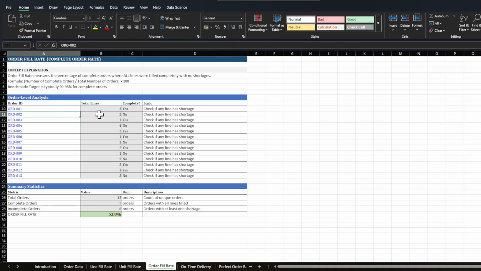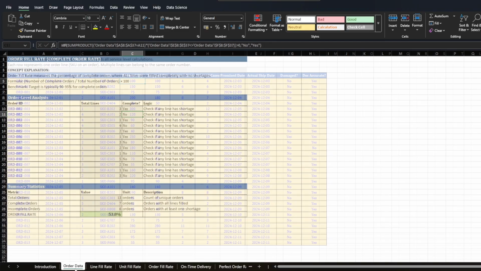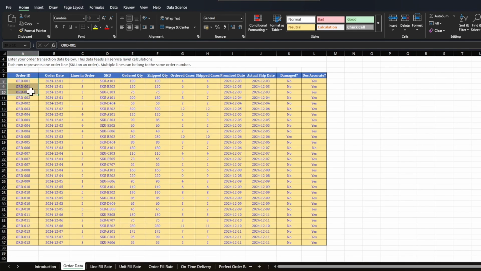But order number 2 has 2 lines, which is not completely filled. Why? Let us check. Go to the order data. If we see, order 1 has 3 order lines, which is SKU ABC. And if you see, the order quantity is equal to the ship quantity for each of the lines. But if you check order 2, which has 2 lines, against the SKU A101, the order quantity was 200, but the ship quantity is 180. So it is not completely filled.